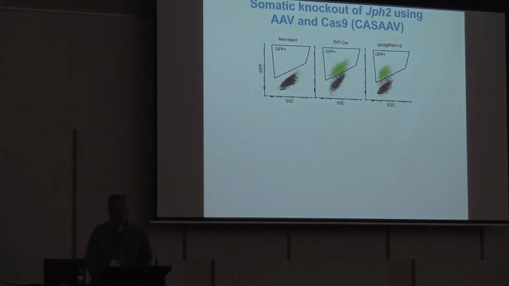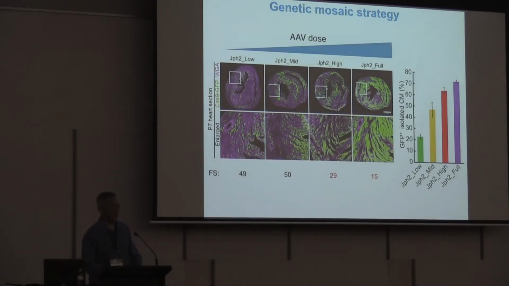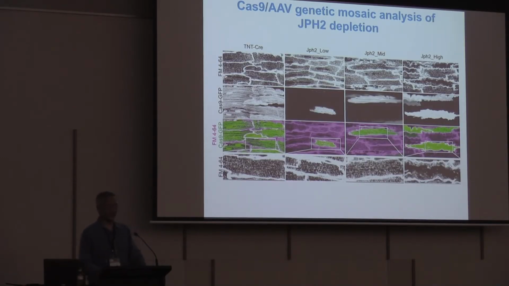Okay, so here we FACS sorted the GFP positive cells, and then we performed a Western blot for junctophilin-2, and you can see that we had very efficient knockout of the gene in the GFP positive cells. Now again, our goal here is to do a genetic mosaic, so we did a dose response of different doses of AAV to transduce different percentages of cardiomyocytes. At a low transduction efficiency, we didn't affect heart function, but at a high transduction efficiency, we had very bad heart function. We then did in situ imaging.